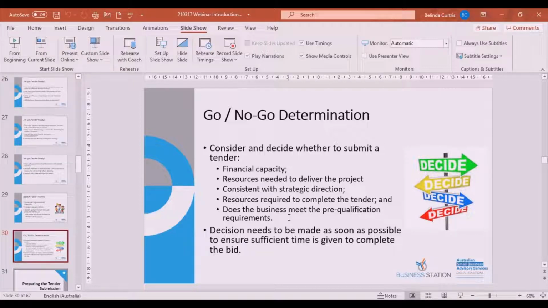So that's why it's important, first thing, to read the pre-qualification requirement. And if you can't meet it, you've either got to meet it before the tender closes, or there's no point putting in a bid. So make that decision as soon as possible. So generally you'll get 3 to 4 weeks to complete your tender submission. So don't wait until the last minute to make that decision.